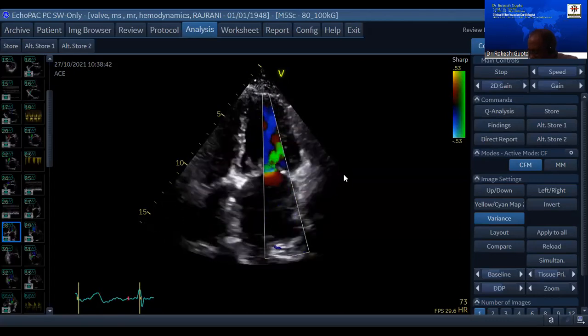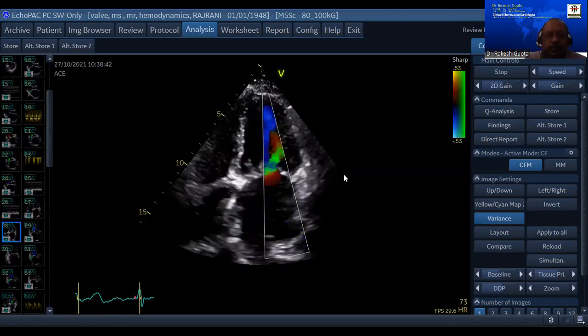Sir, hello. Yes. Sir, I want to know whether we are missing this green color as regurgitant jet or that blue color. Who's this? Jigna or Anuba? Anuba.